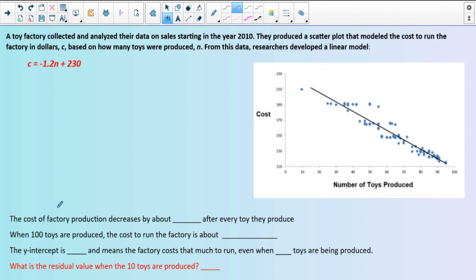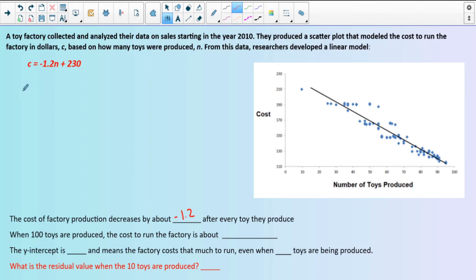The cost of factory production decreases by about how much after every toy that's produced? So we're decreasing by negative 1.2. Really just the slope here. We're going down by about negative 1.2 each time. So negative 1.2. When 100 toys are produced, the cost to run the factory is how much?